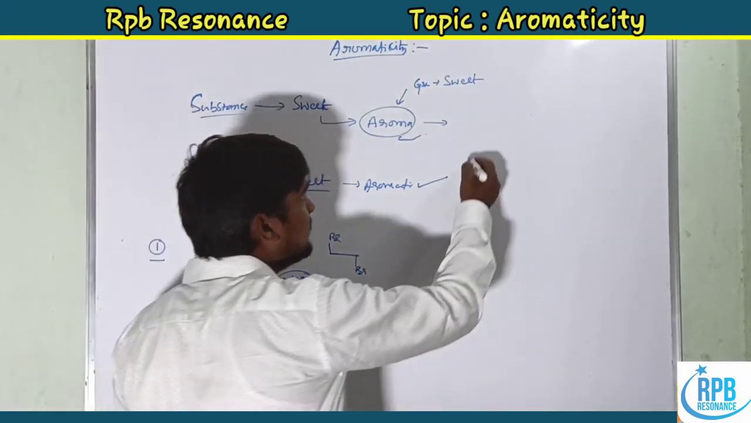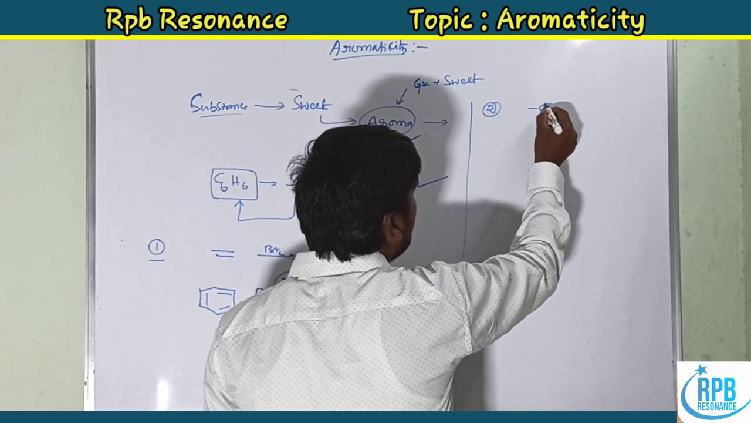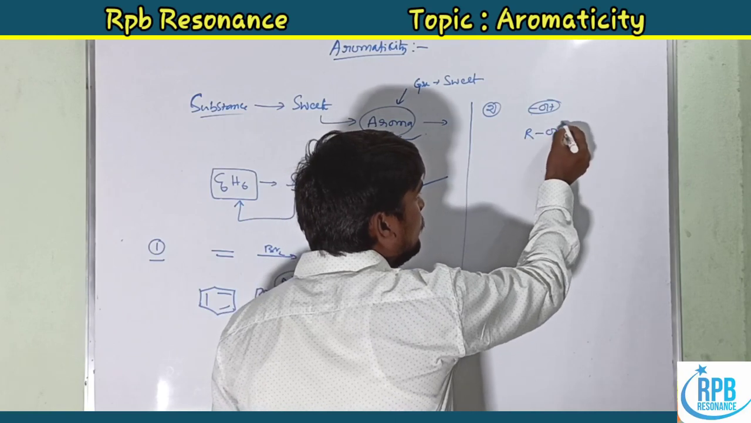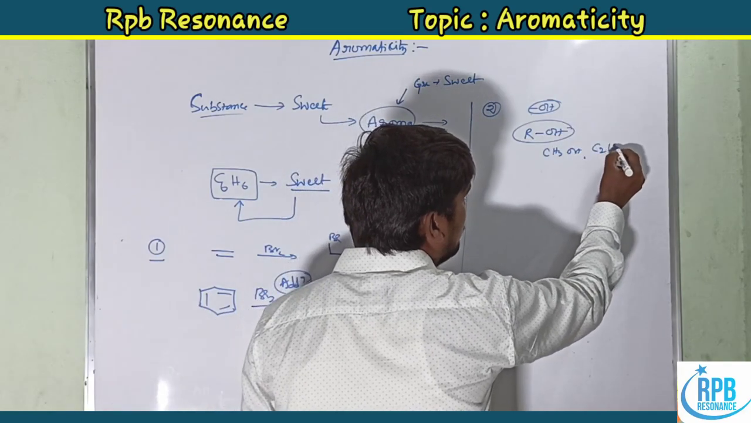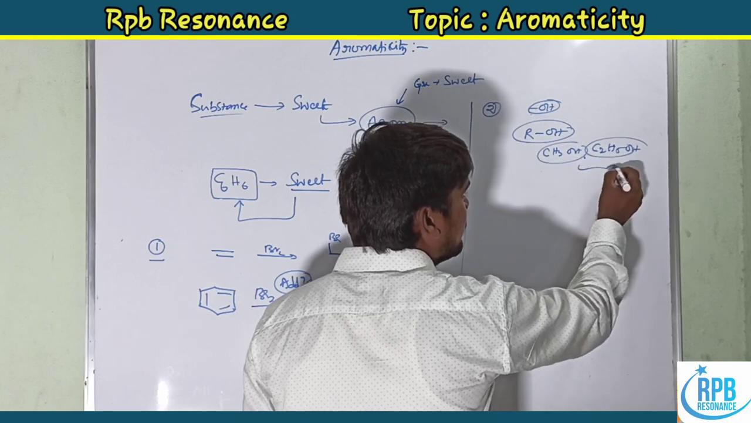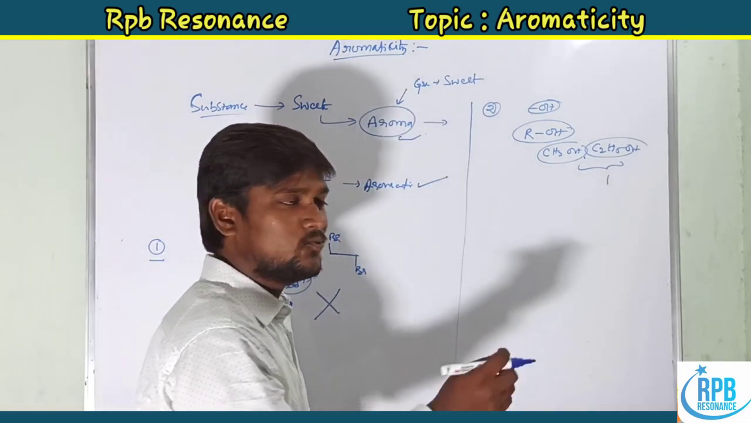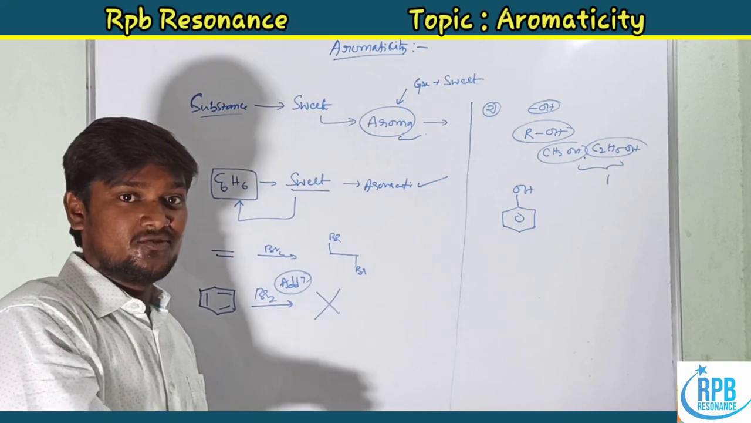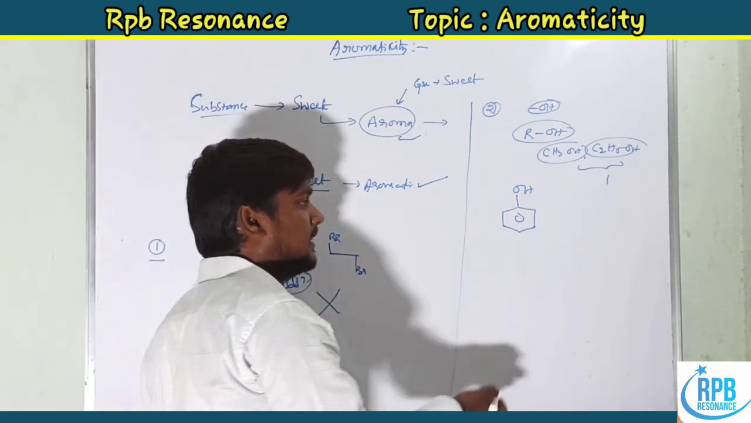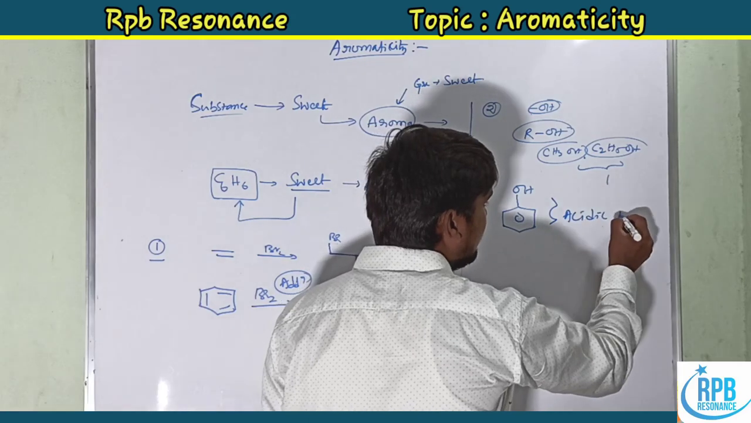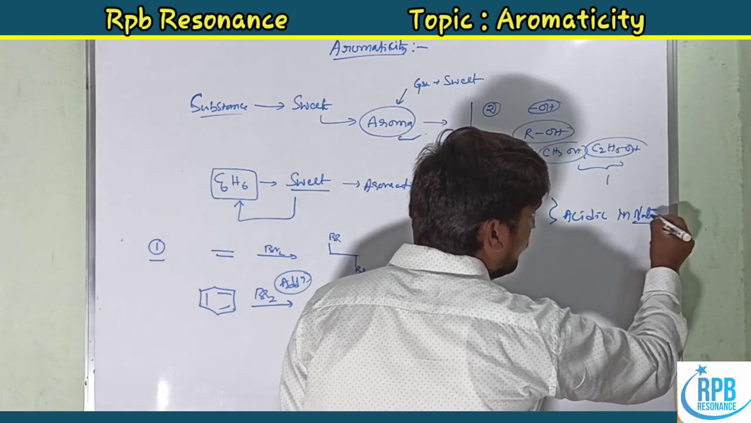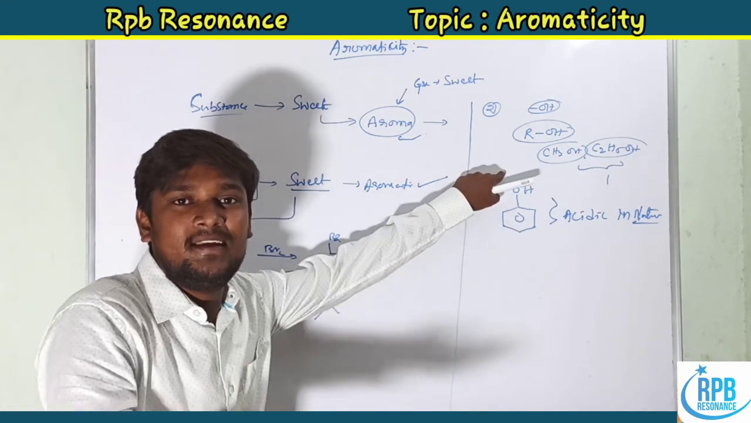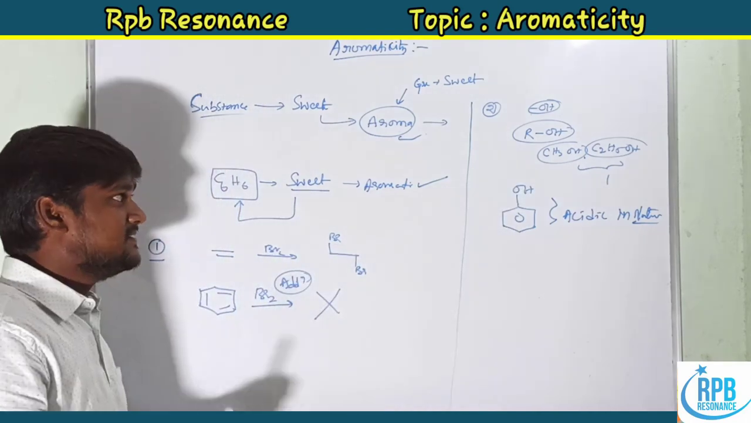Now the second point. Whenever there is OH functionality connected to alkyl groups, that means in the form of methanol or in the form of ethanol, it is not very acidic. But whenever that group is attached to aromatic compounds, it is acidic in nature. So the compound connected to the OH group can create more acidity. This is the second deviation.